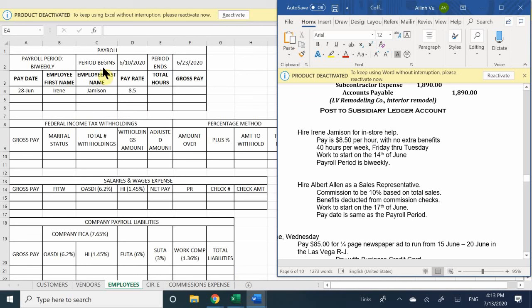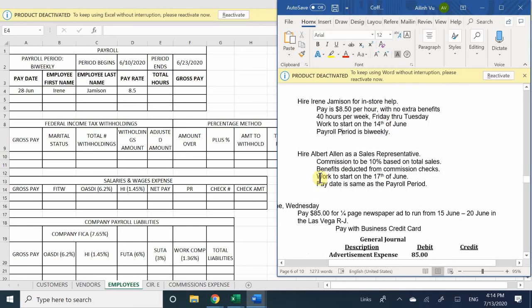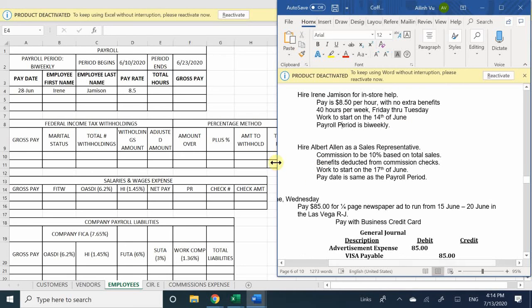Okay, so when it's payroll time, this is where we start entering all the information here, here, and here. And again, we'll get to it when we get to it, the pay date, which is on the 28th. So not this week, but next week. Okay, so we finished Irene. We know that she's going to work 40 hours, from Friday to Tuesday, and she's going to start on the 14th. So she's allowed to work 8 hours.